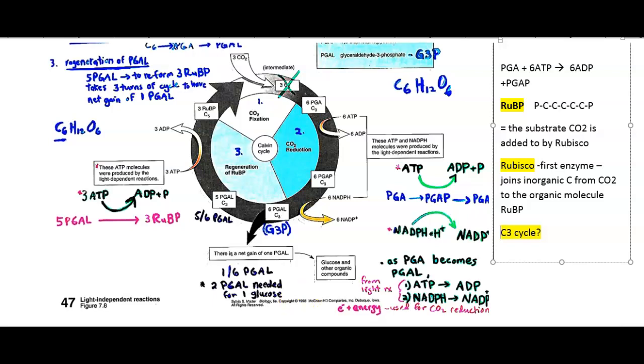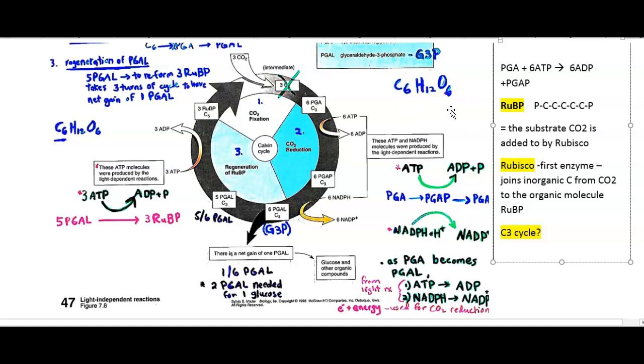All right, let's go through this one more time. Remember, we have to go through this twice. Why do we need to go through twice? Because only 3 carbons go in the first time. So every time it goes around, you might see it every turn, there's 3 carbons, 3 carbon dioxides going in. Glucose has 6, so one more time.